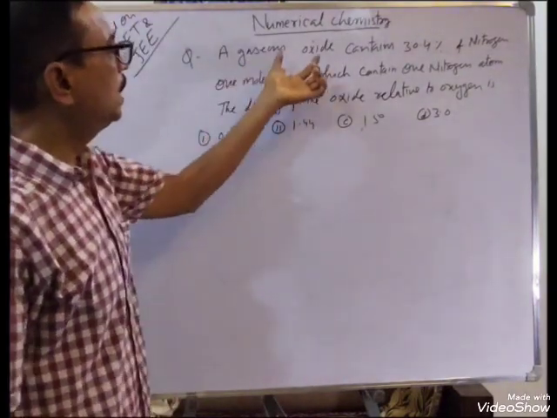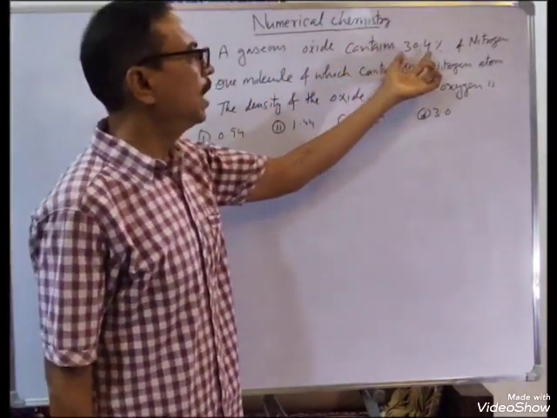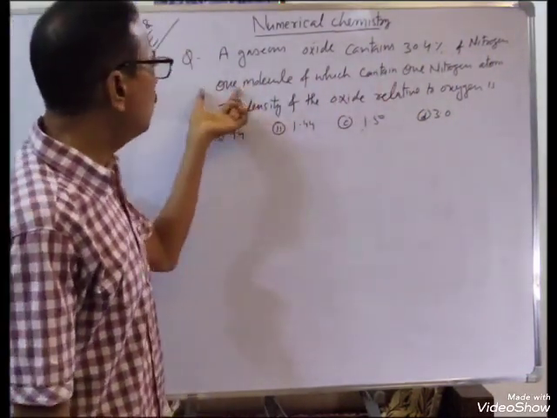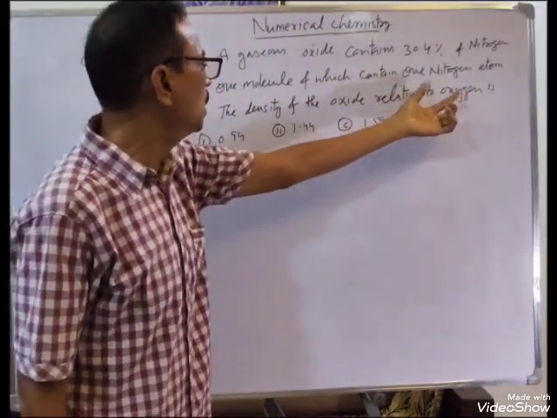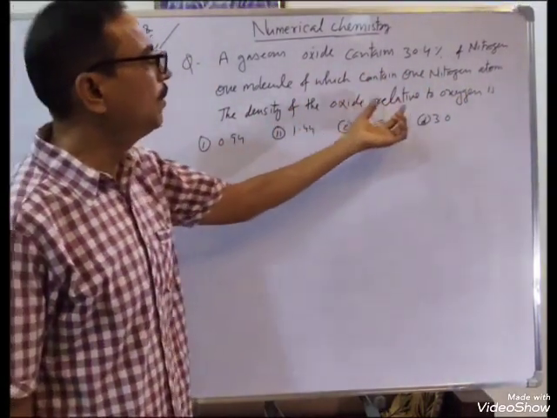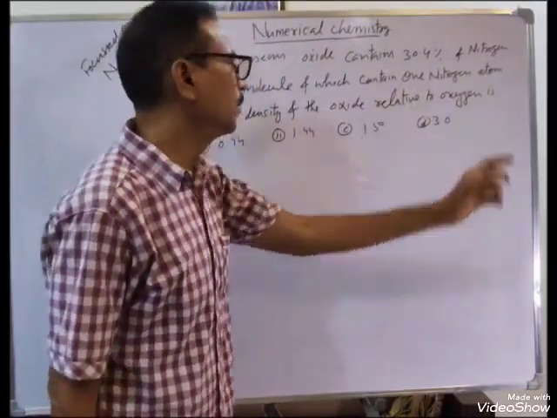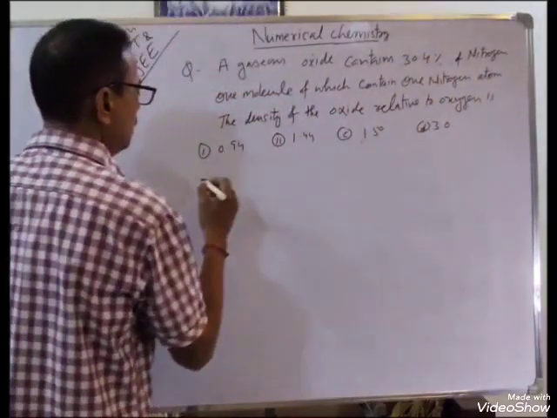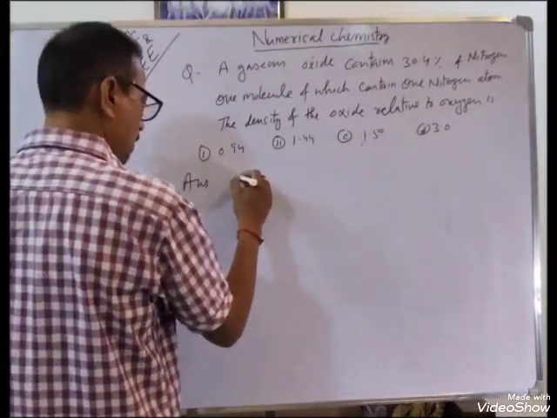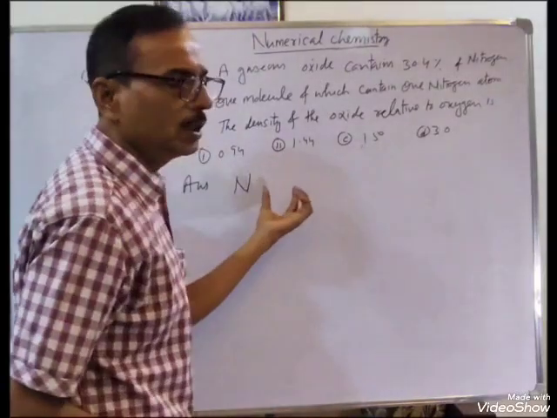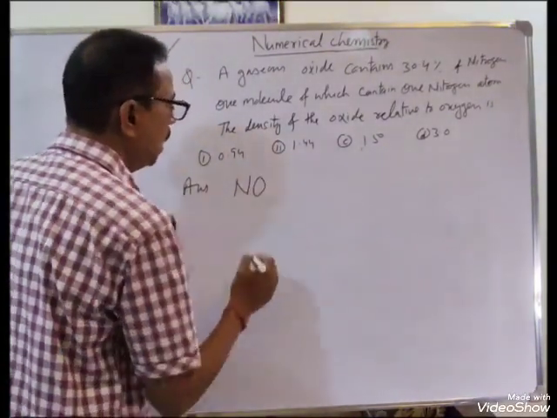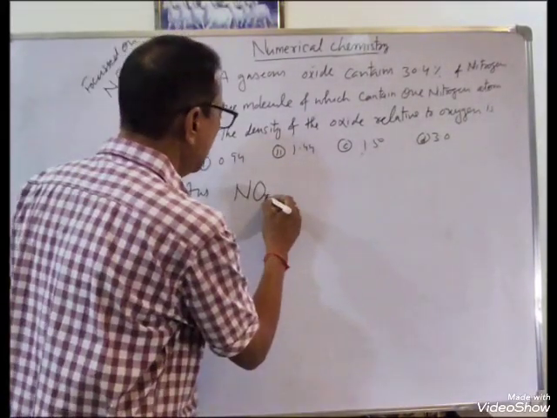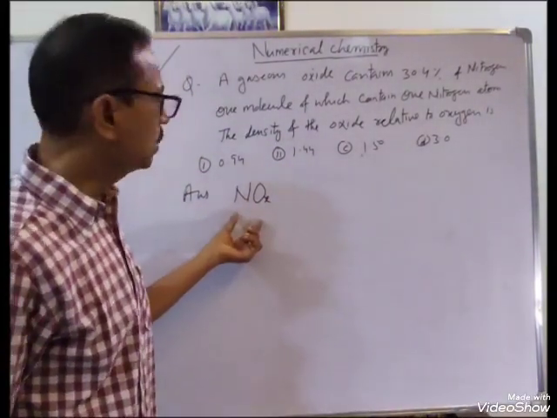The question is: a gaseous oxide contains 30.4% of nitrogen, one molecule of which contains one nitrogen atom. The density of the oxide relative to oxygen is? So here it is very simple. Suppose the nitrogen oxide contains one nitrogen atom, N. Suppose the oxygen atoms are X. So the nitrogen oxide is NOx.